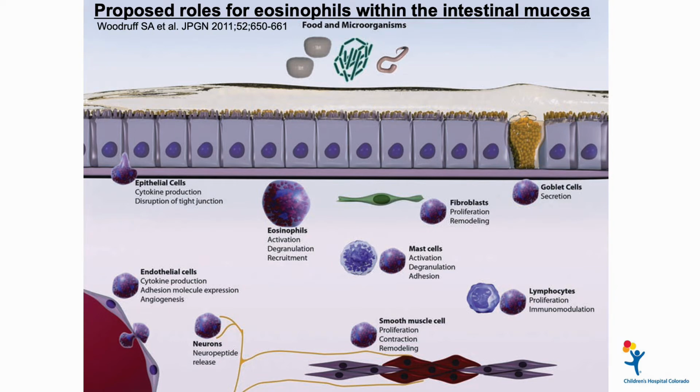It can impact epithelial cells and disrupt the epithelial barrier. It can impact goblet cells, leading to increased mucus secretion. It affects fibroblasts and can lead to proliferation and remodeling with fibrosis. It can impact endothelial cells, leading to cytokine production and angiogenesis. It can affect neurons, leading to neuropeptide release, and smooth muscle cells, leading to proliferation and contraction, as well as remodeling. It impacts mast cells and eosinophils. So it's a very important cell with lots of different roles in the intestinal tract.